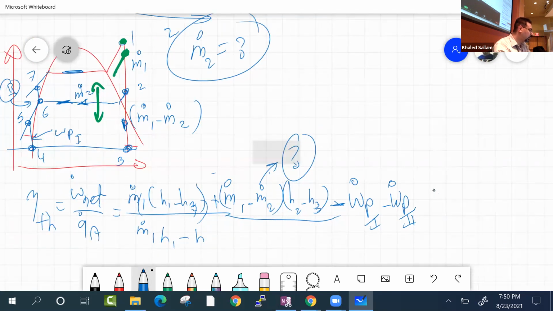So how can I get m dot 2, guys? Look at what m dot 2 is doing. It's coming from here and losing all that heat to the water so that the water can come up like this.